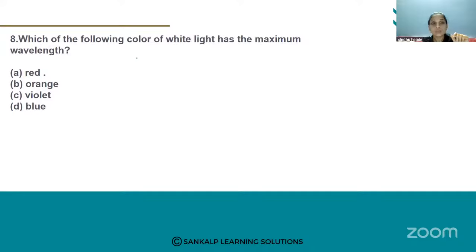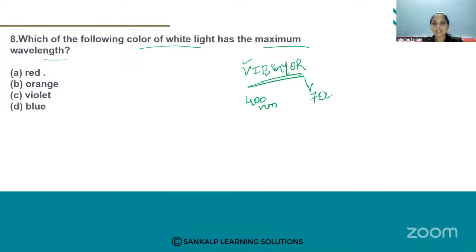Eighth one: which of the following colors of white light has maximum wavelength? Just remember this order with care. Spectrum, 7 colors. Here the violet has minimum wavelength, that is 400 nanometer, and red light has maximum wavelength, that is 700 nanometer. Here the question is related to maximum wavelength, so red is the correct option. Option A is the correct answer.